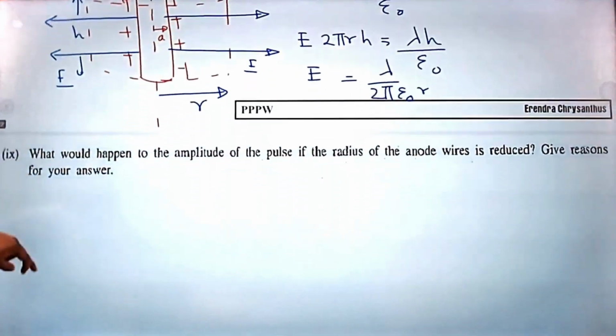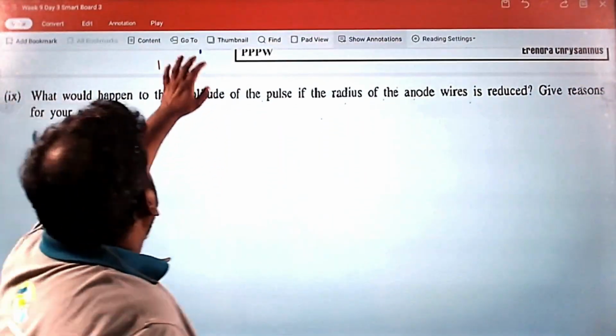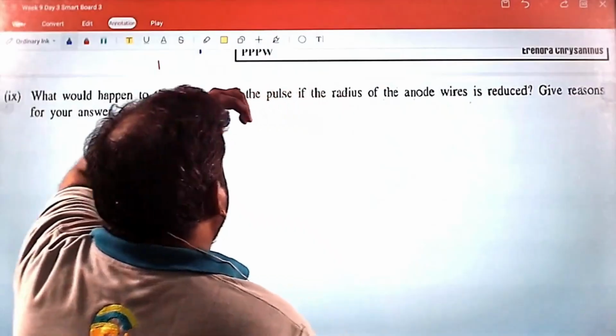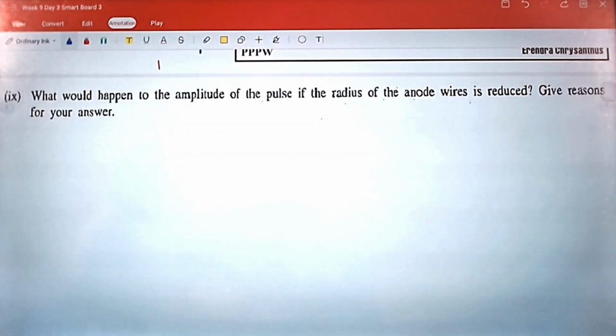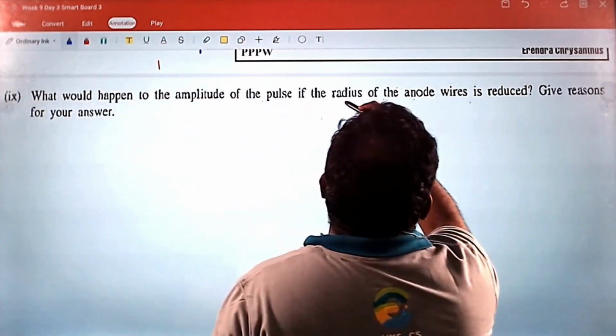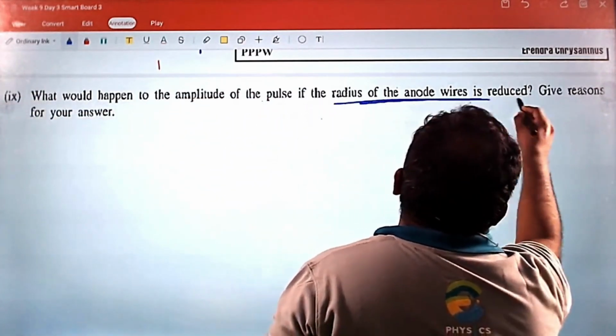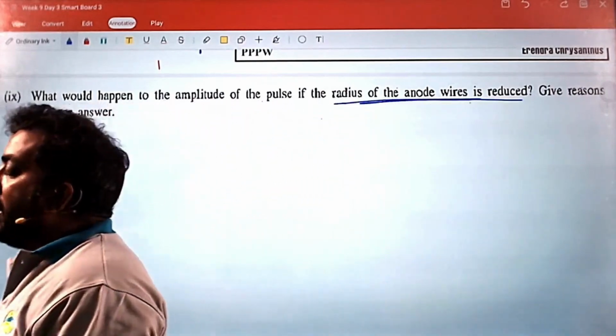What would happen to the amplitude of the pulse if the radius of the anode is reduced? Give reasons for your answer. Now look at this very carefully. The radius of the anode bias reduces.